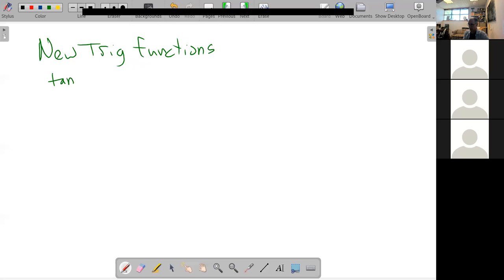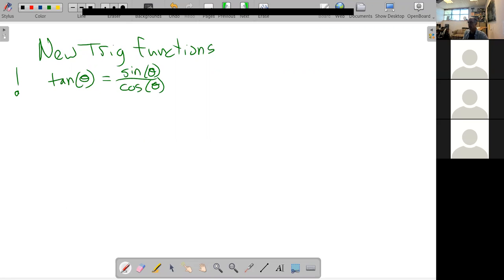So first we have the tangent. This is, in my opinion, the most important of the new trig functions. It is equal to the sine of theta divided by the cosine of theta. This is very important to memorize! The other ones are just okay. We don't use those as much, but they are sometimes useful.